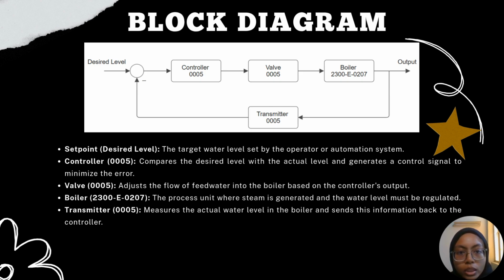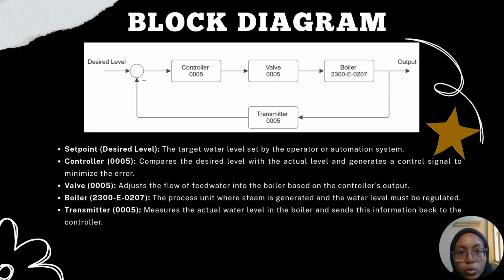Next, the controller, labeled 0005 in our diagram. This is like the brain of our system. Its job is to compare the desired level with the actual measured level. Based on this comparison, it will calculate the error, which refers to the difference between what we want and what we have. So it works to minimize this error.